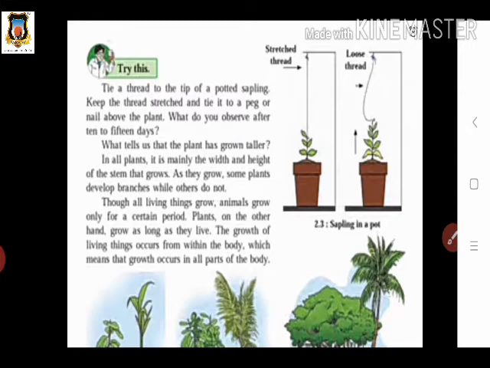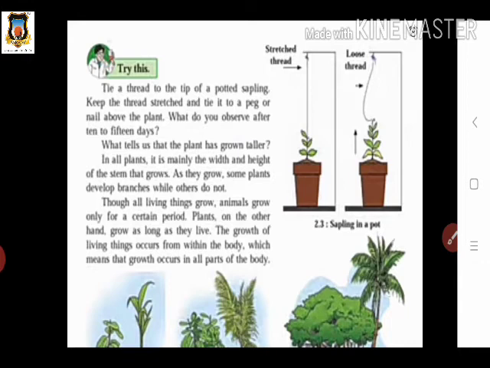In all plants it is mainly the width and height of the stem that grows. What happens when the plant grows? In which way does the plant grow? We know that human beings grow in all manner. Our hands grow, our height grows, and our hair, our nails and our legs also become taller. In this way we grow in all body parts.